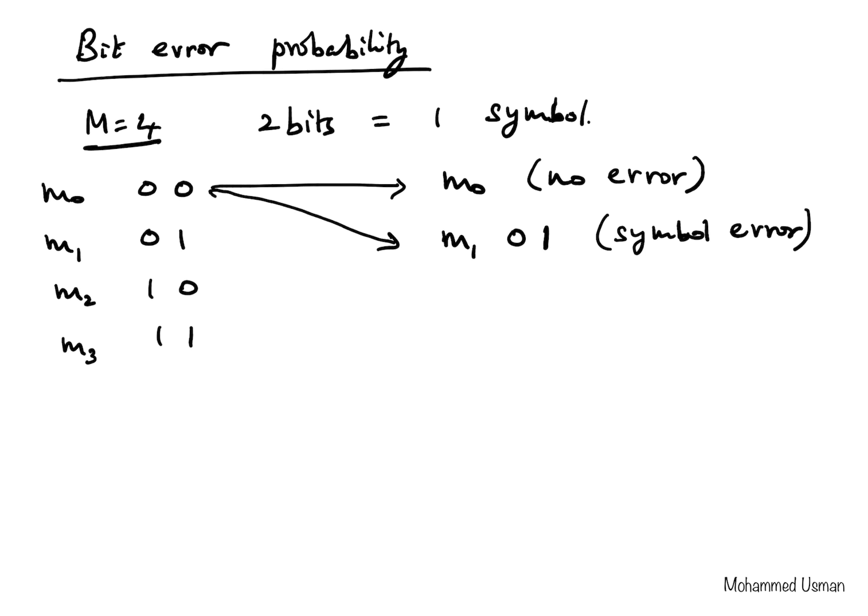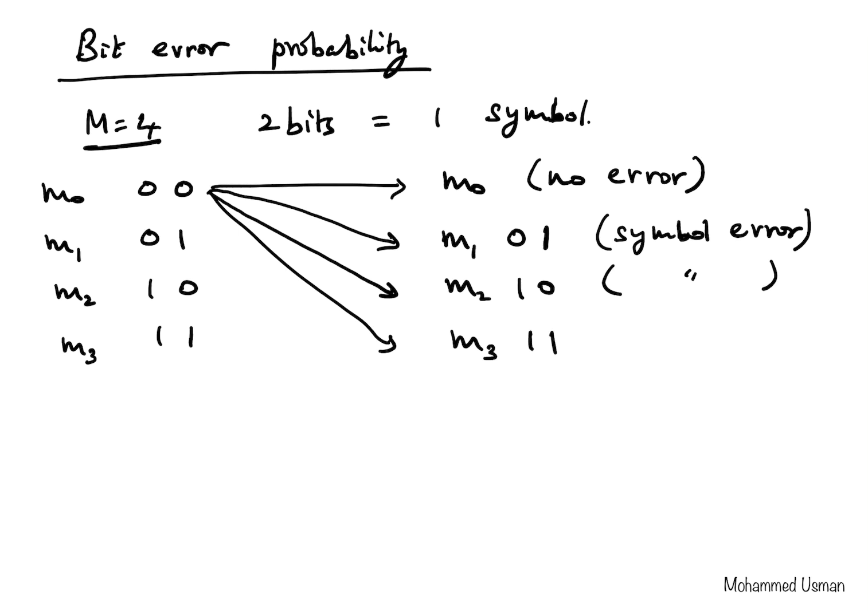Similarly, if we transmit M0 and if we receive M2, which is 1 0, that is also a symbol error. And if we receive M3, which is 1 1, that also constitutes a symbol error. So symbol M0 has been received as M1 or M2 or M3. So that is one symbol error.